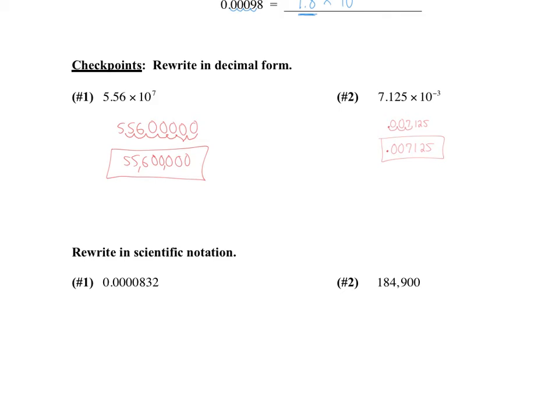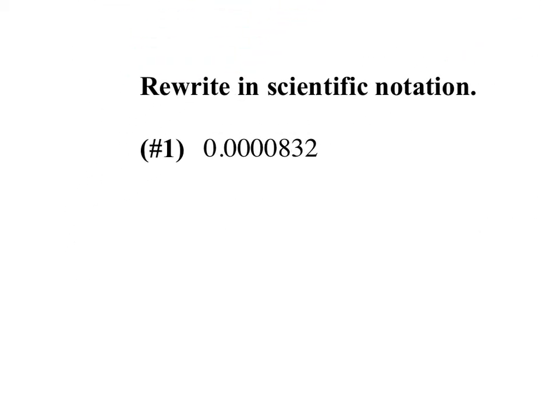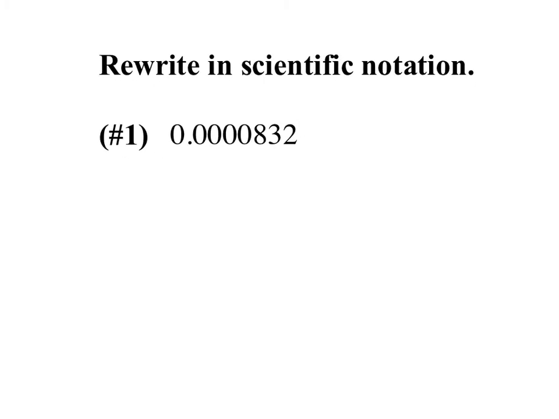All right. Now let's go ahead and go into rewrite in scientific notation form. Here we go. So we have 0.000000832. First things first, is this number between 1 and 10 right now or no? It is not. It's not between 1 and 10. So we need to move the decimal so that the first number is between 1 and 10.